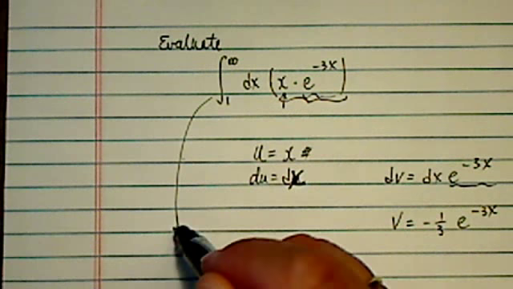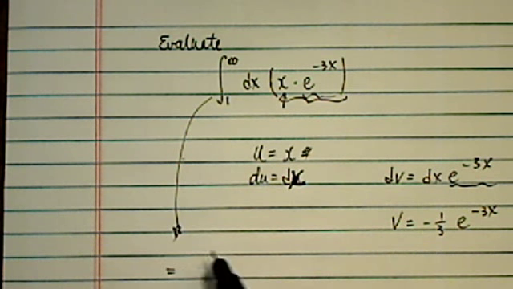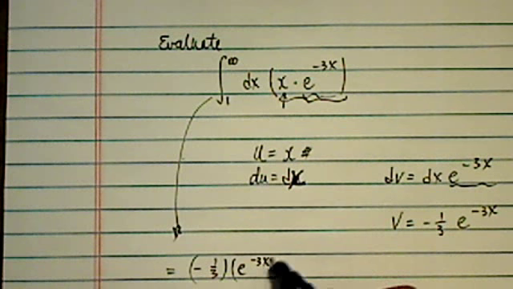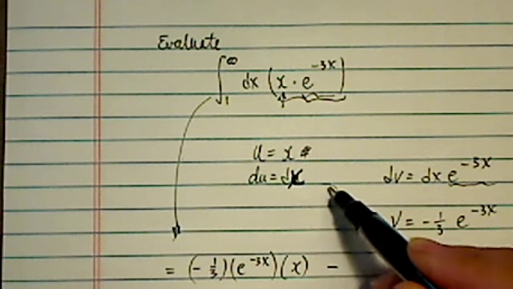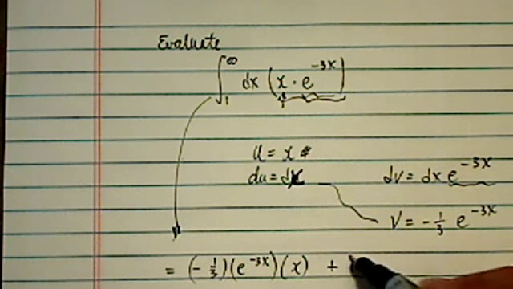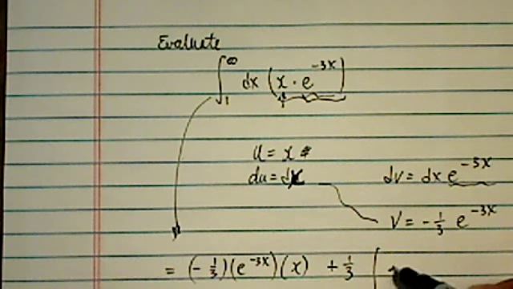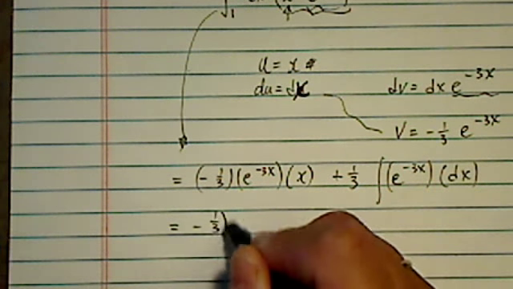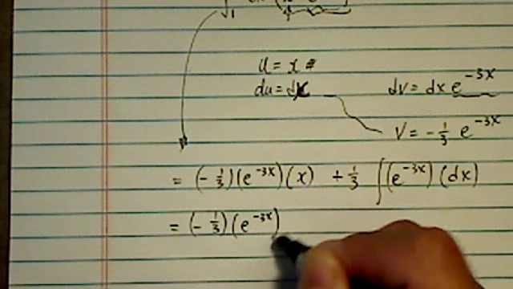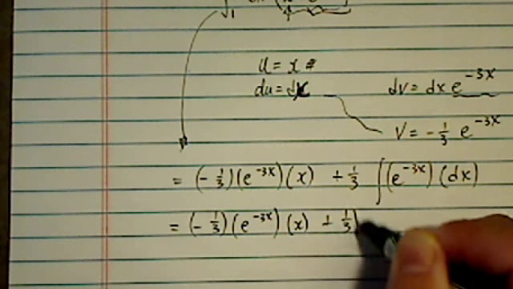The next thing over, we're going to use integration by parts. It says the first part is uv, so let's multiply those two: minus 1/3 e to the minus 3x times x, minus the integral of v du. Let's do the plus because I have a minus there: plus the integral of 1/3 e to the minus 3x dx. This is one of the simpler ones.